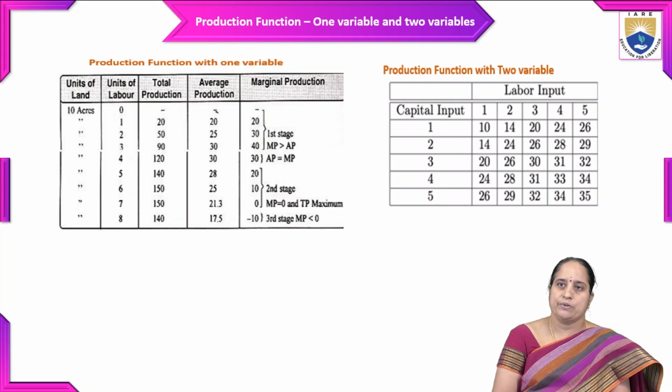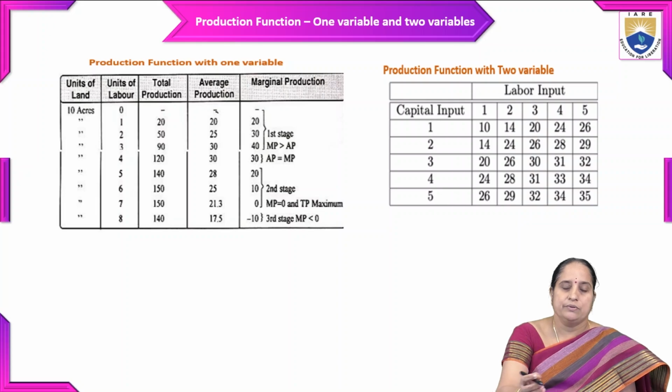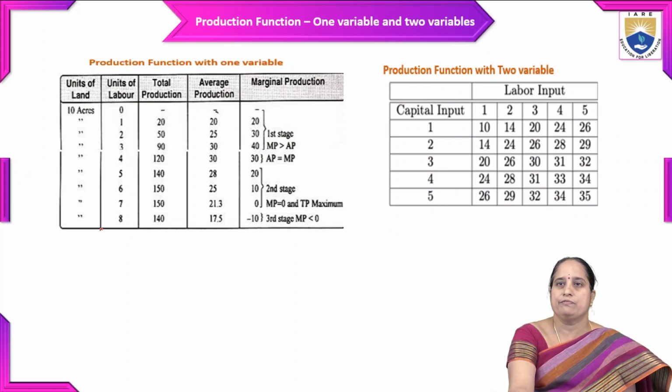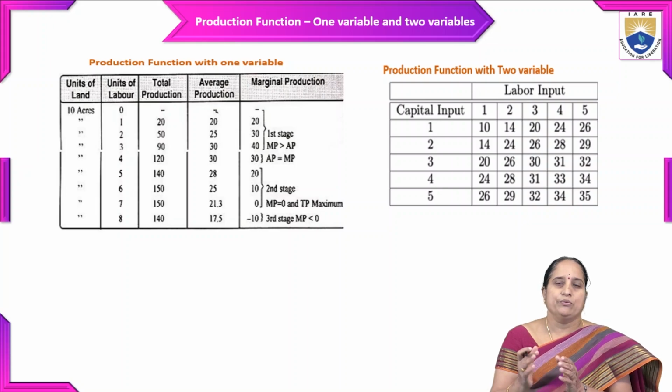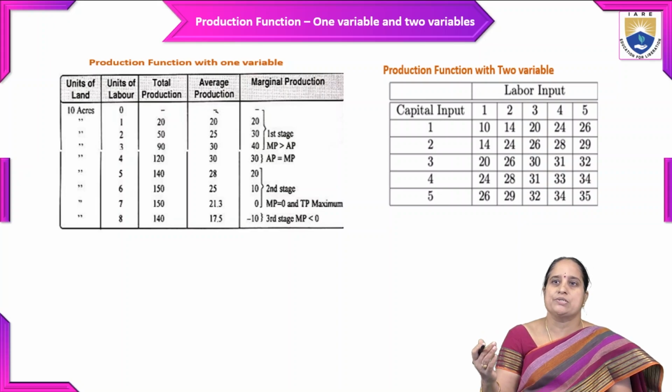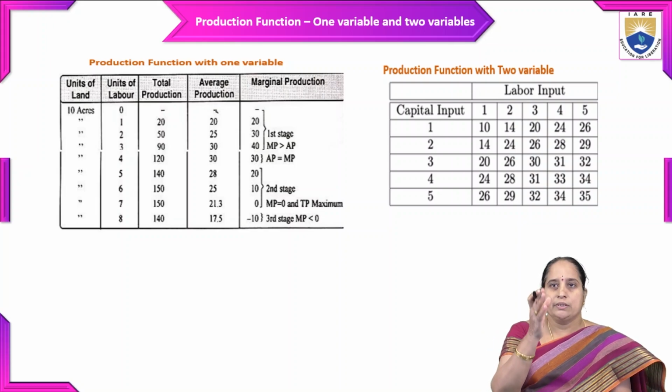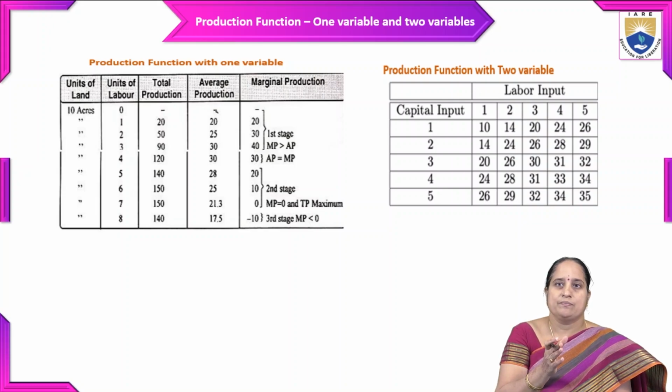So if you consider production function with one variable, if you observe the table, here we are talking about the units of land, units of labor. Then based on that, we used to decide what is the total production, average production, marginal production. For example, if you take 10 acres land, the units of labor is 0. So as there is no unit of labor, the total production becomes 0. So if production is not there, there is no question of average and marginal production. So in this case, land remains the constant.